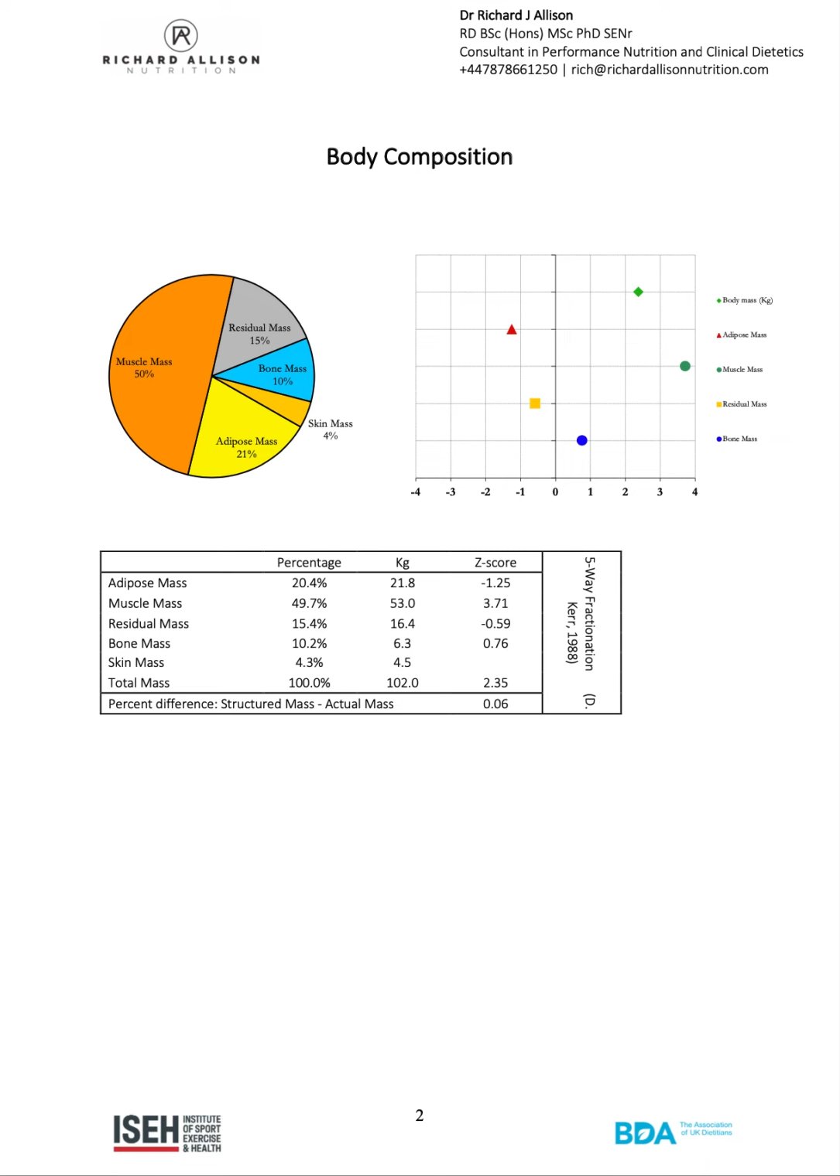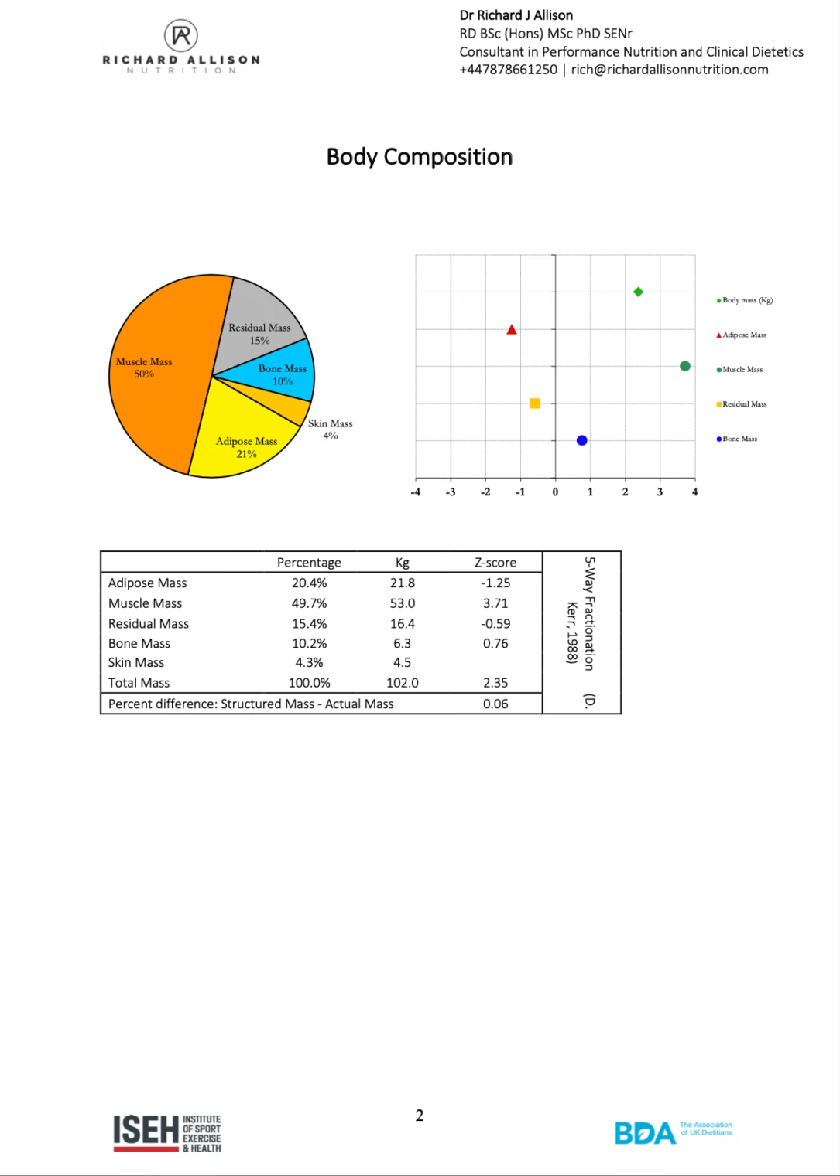Now below that, you have the table that displays each of the body compartments as both a percentage and an absolute value. So you have adipose mass, also known as fat mass, muscle mass, residual mass, which is everything else, so heart, lungs, etc. You have bone mass, which is your skeleton, and skin mass, which is self-explanatory. Now, as I said, you've got the percentage, but you also get the absolute mass.